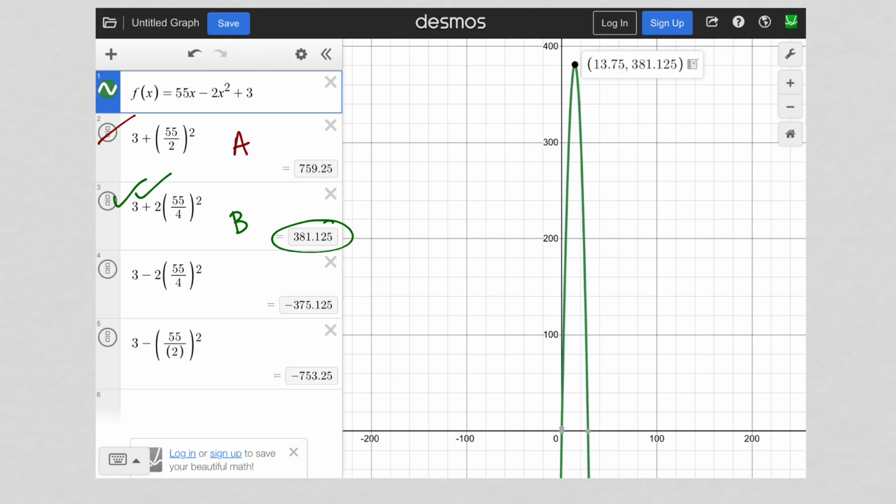And I just like to always check everything. Choice C doesn't give it to us, and choice D also does not give us that value. So I'm extremely 100% assured that choice B is the correct answer here.